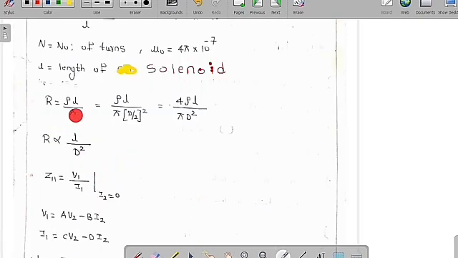So here R is equal to rho l by A. We can write A is equal to pi r square, or pi into diameter whole square by 4. So therefore we can write R equal to 4 rho l by pi d square. You can get this expression also. So therefore R is directly proportional to length by diameter whole square.